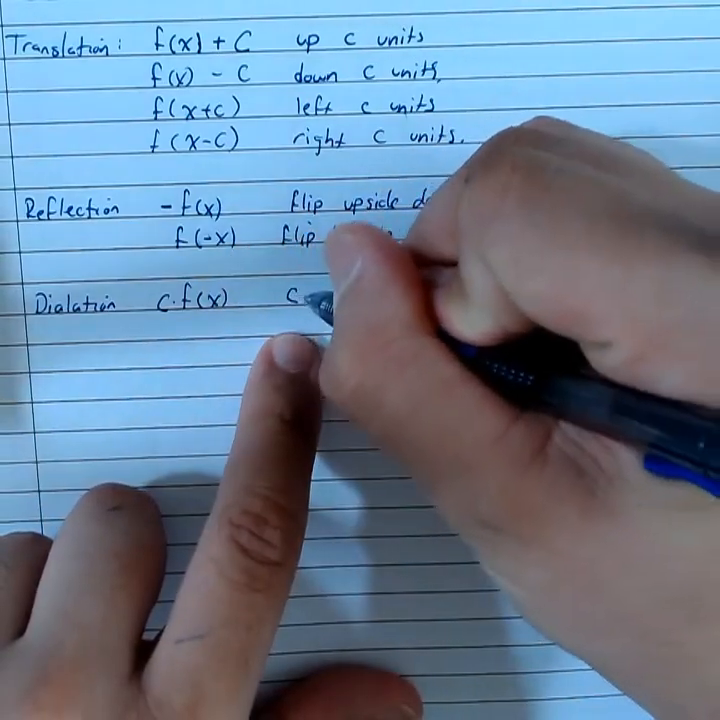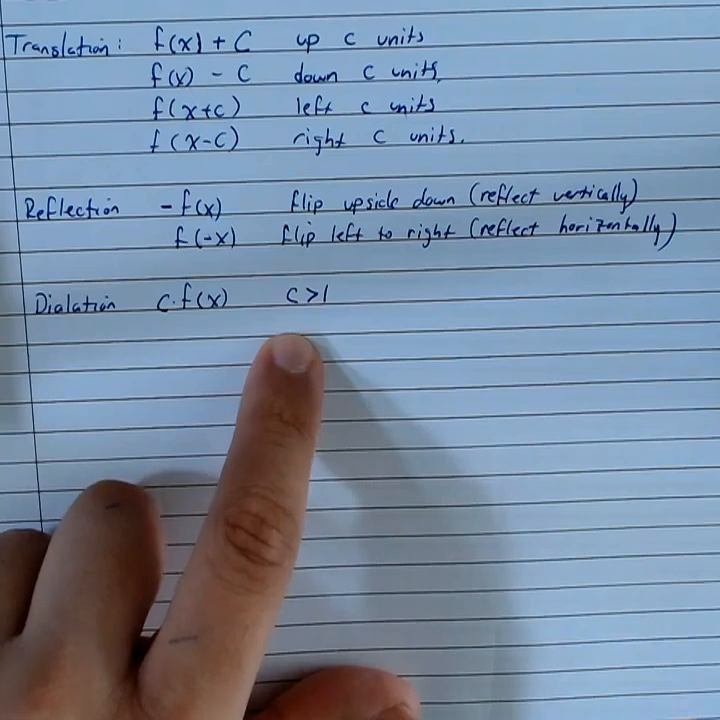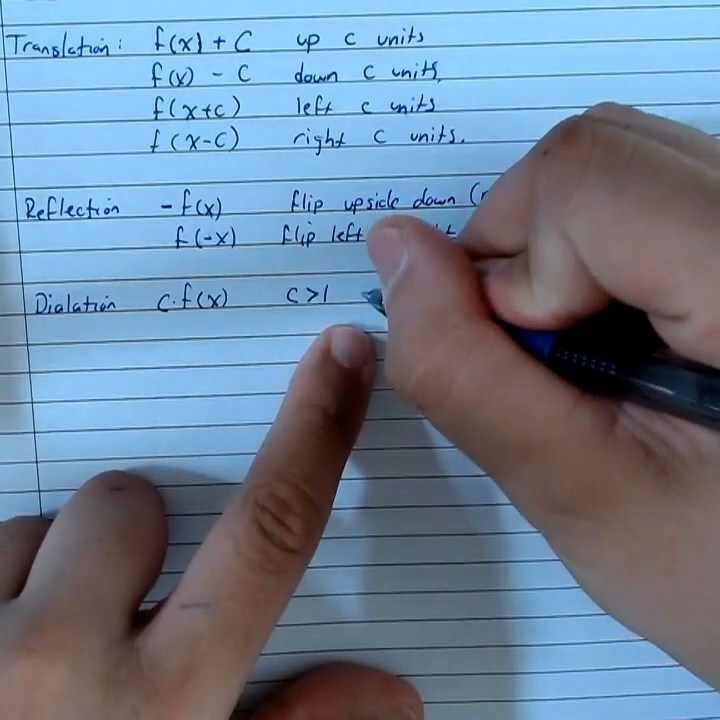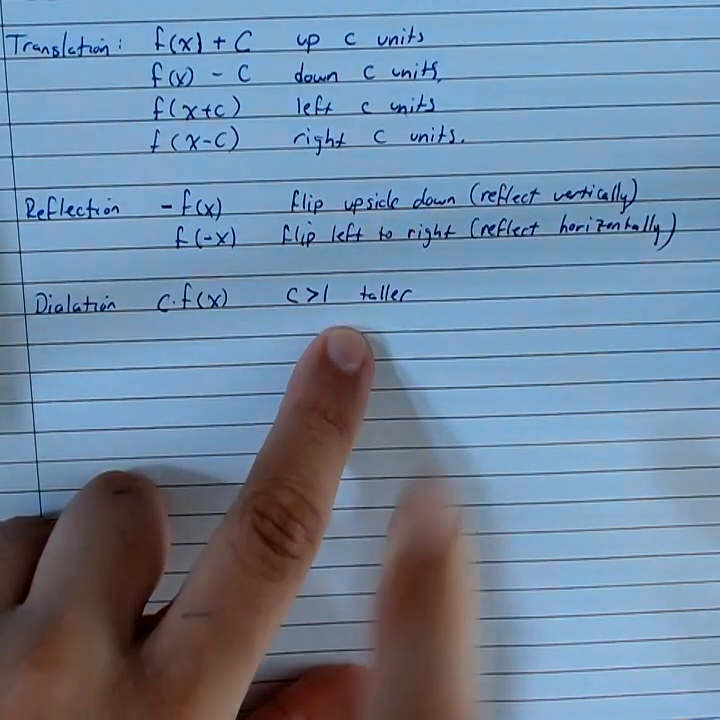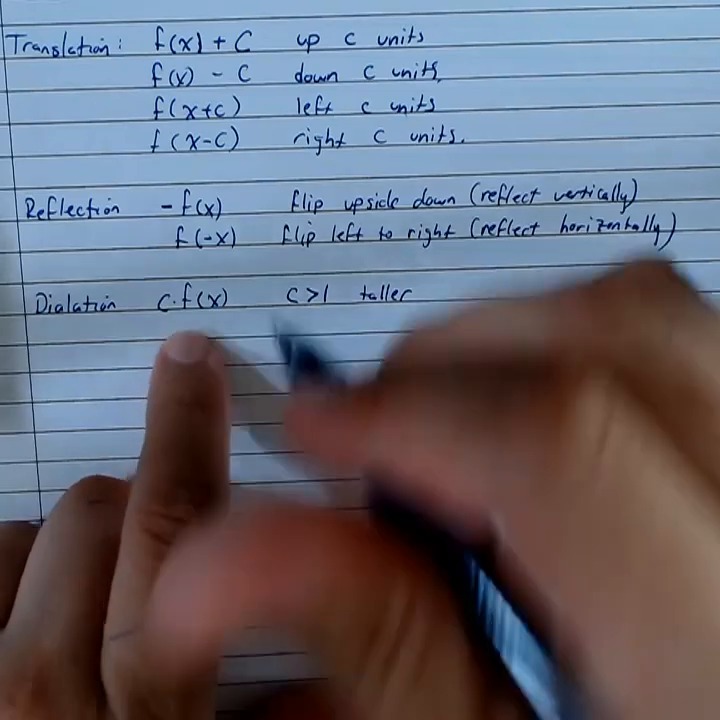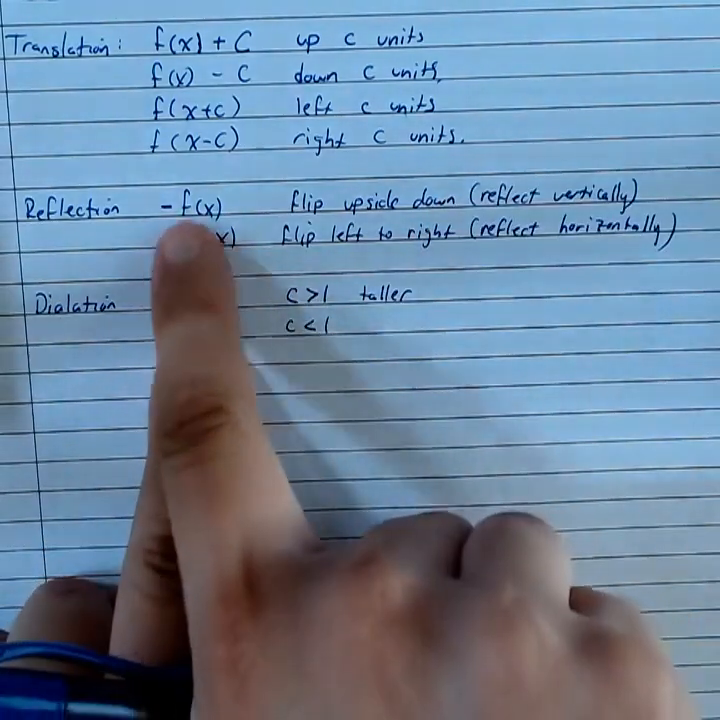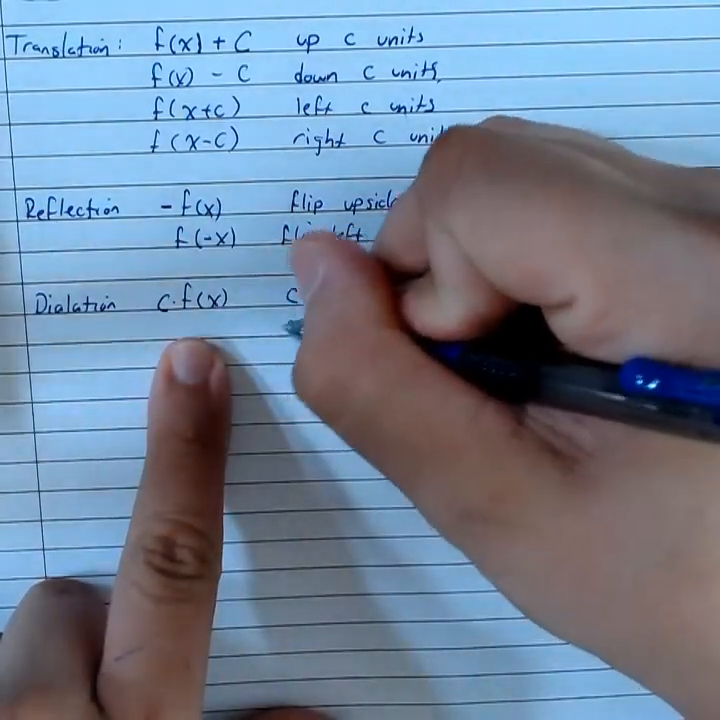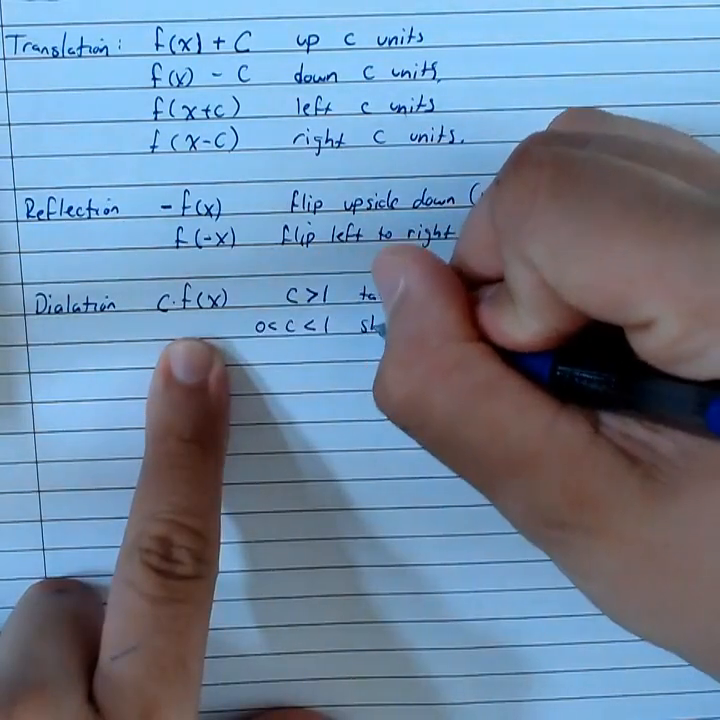So here, if C is greater than 1, if you're multiplying by 2 or 3, or even 1.5, if you're multiplying by a number greater than 1, then you're going to make everything taller. It's not going to make anything wider, just taller. Okay? On the other hand, if C is less than 1, now again, we want everything to be positive. Negatives are going to fall into the category of reflections. So here, C is less than 1, but we're still going to keep it positive. That's going to make everything shorter.